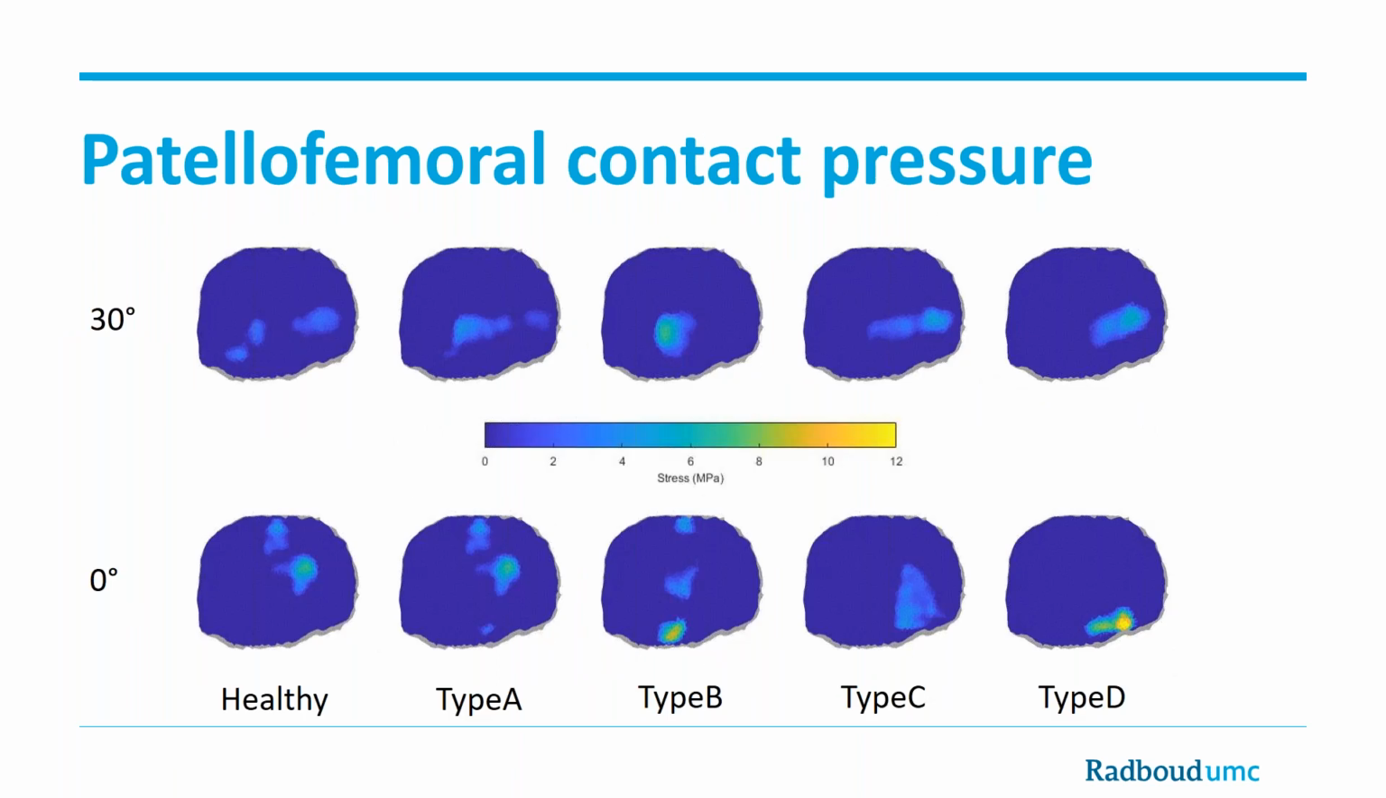We also looked in detail at the contact pressure distributions, and these are preliminary results that we obtained. We clearly see that type B and type D dysplasia result in very different distributions of contact pressures and also peak values of pressure with respect to the healthy case. So this also helps us to understand the causes of patellofemoral instability.